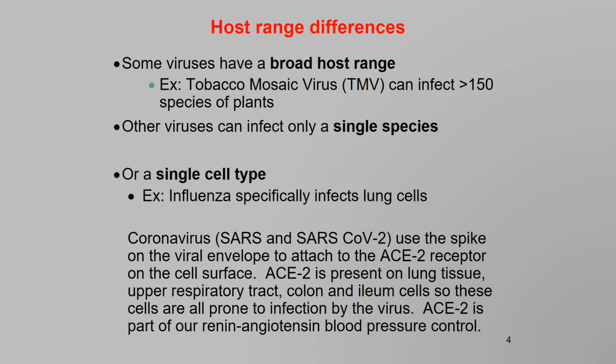And we know from coronavirus, looking at both SARS and SARS-CoV-2, which is our current novel coronavirus, that they use a spike on the viral envelope to attach to what's called an ACE2 receptor on the cell surface. ACE2 is part of our renin-angiotensin blood pressure control. So it's present on a number of our cells, but it's present in high number on lung tissue. It's also present in the upper respiratory tract, the colon, and the ileum. The ileum is part of the small intestine. All of those cells are prone to infection by coronavirus.